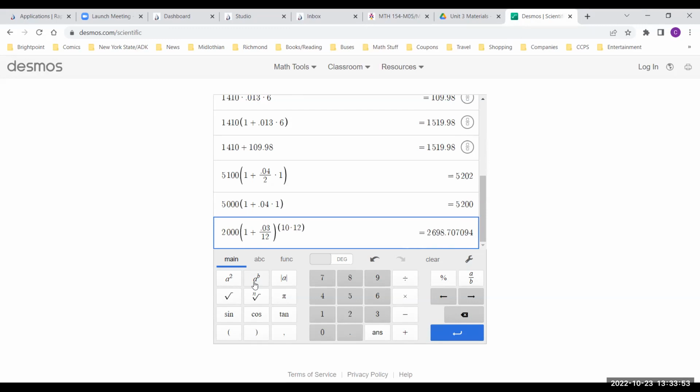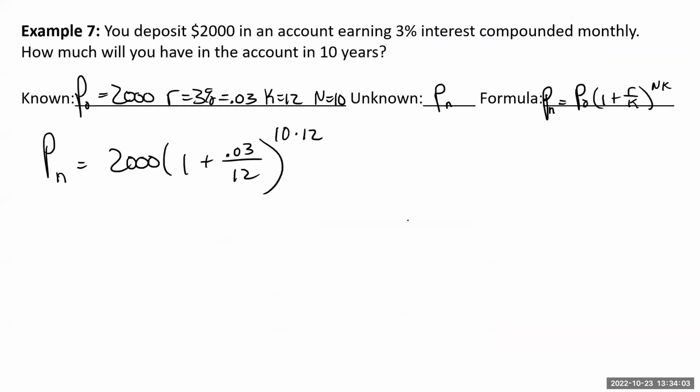So we've got $2,698, and rounding to 2 decimal points, 71 cents. So let's go ahead and record that here. So we come out with $2,698.71. All right, so again, one step entering is where it's at.